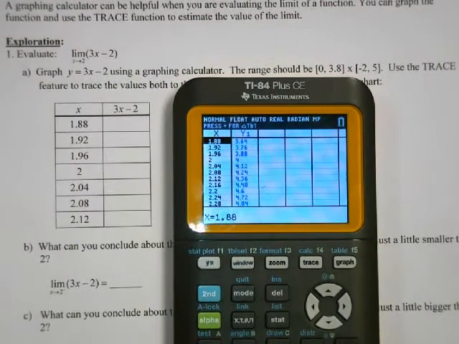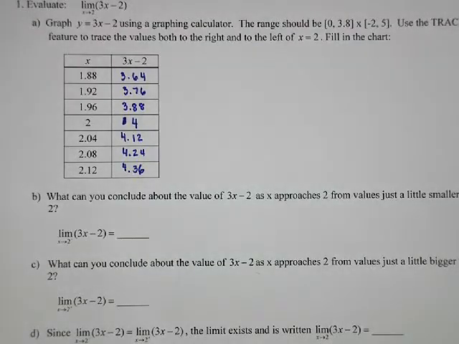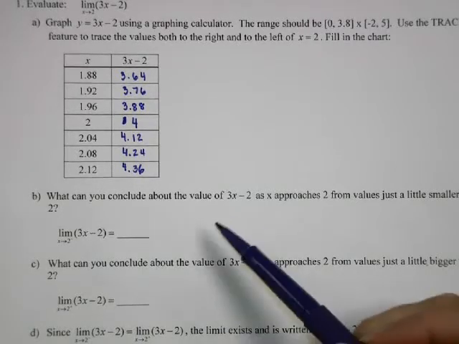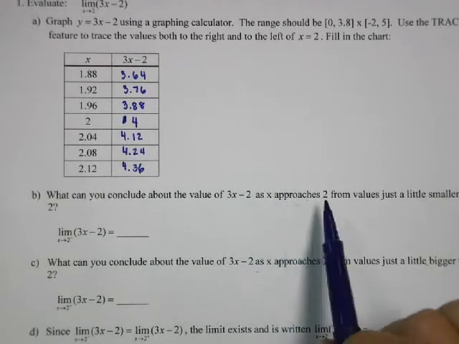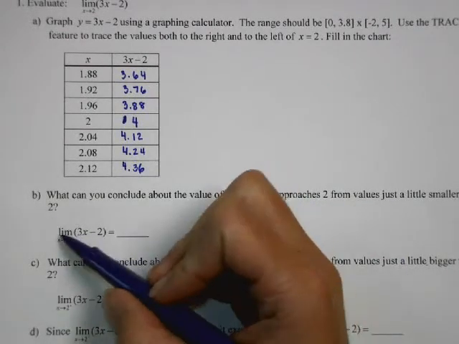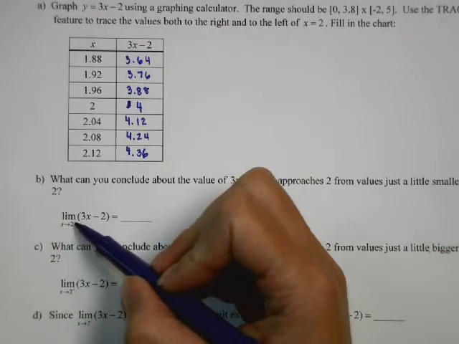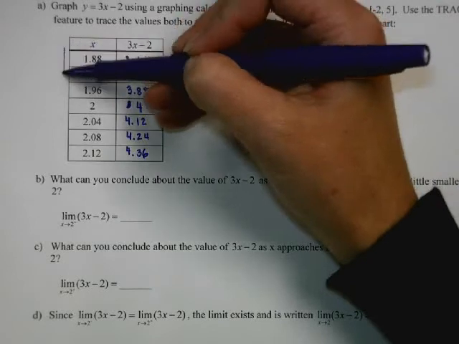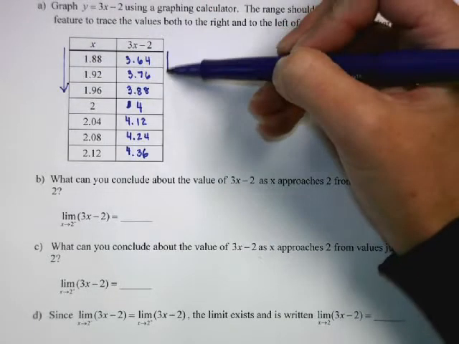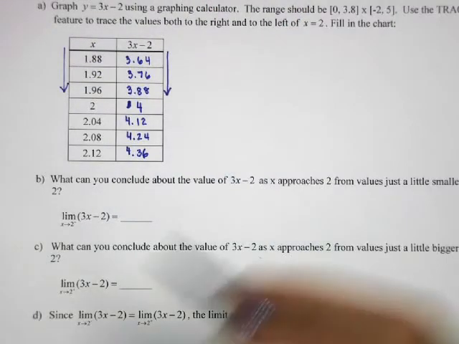So from the calculator we get this table of values, and just like we did graphically, we're going to look at what's happening from the left, what's happening from the right, and then our conclusion. So what can you conclude about the values of 3x minus 2 as x approaches 2 from values just a little smaller, which we already know this notation. We're looking at the limit as x approaches 2 from the negative side. So we're saying as x goes to 2, what's happening there? Well, those values are approaching 4.